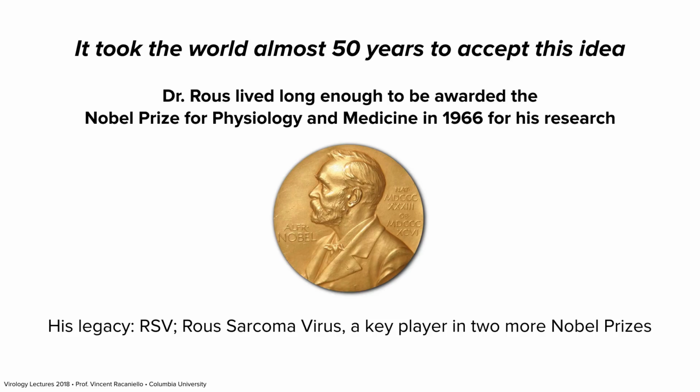Well, nobody believed him. 50 years later, though, he did get a Nobel Prize for this discovery. 50 years, the longest incubation period, as I've said before, for a Nobel Prize. He got it in 1966. His virus was called RSV, Rous sarcoma virus. You can guess where the name came from. This turned out to be worked on by many, many other people, and 2 more Nobel Prizes were given for work on Rous sarcoma virus. So 3 Nobel Prizes from this chicken.